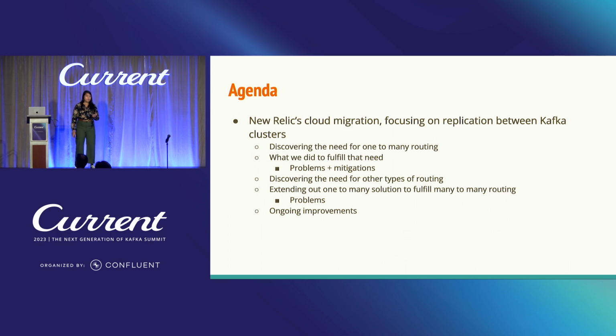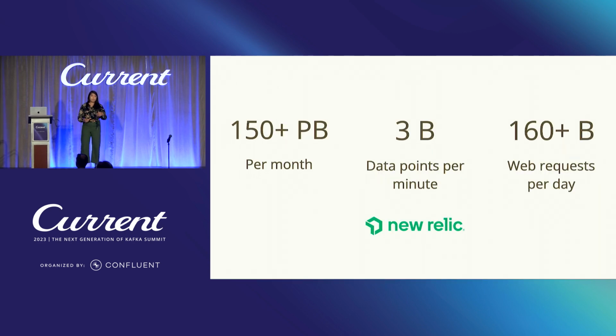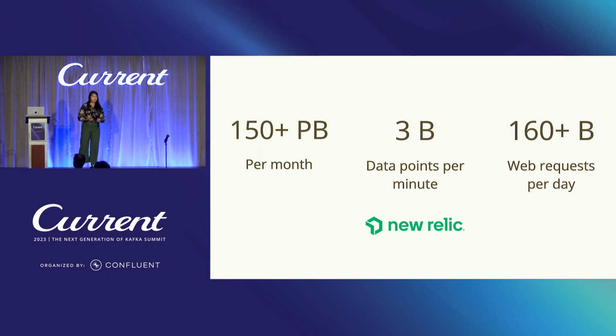If you haven't heard of New Relic, we are a monitoring and observability company. We're taking in data from engineers all over the world. And just to give you a sense of the scale that we're operating at, that 150 plus petabytes per month, that is all going through Kafka. But we didn't always operate at that scale. Part of why we're able to do that is because of our migration to the cloud and utilizing many different Kafka clusters.